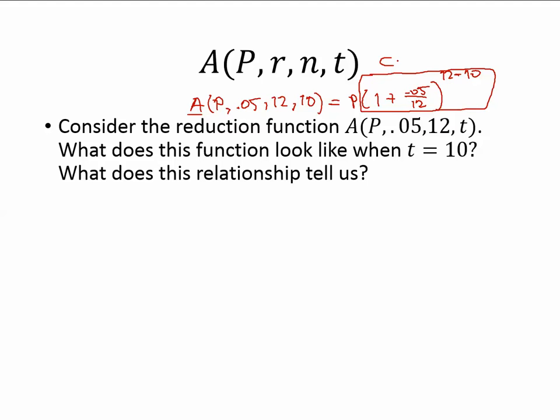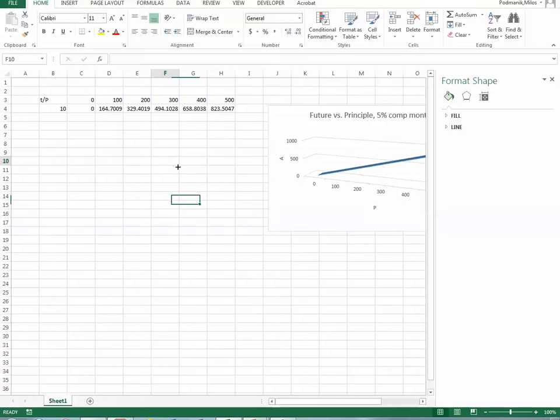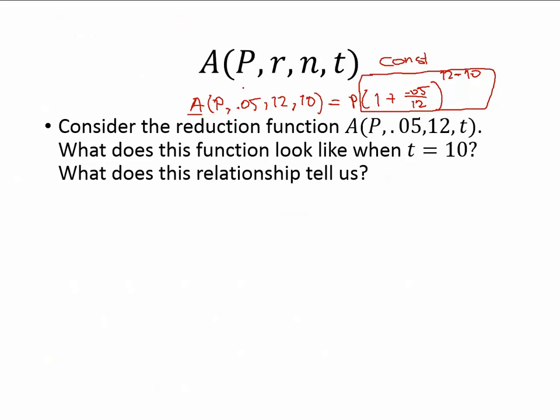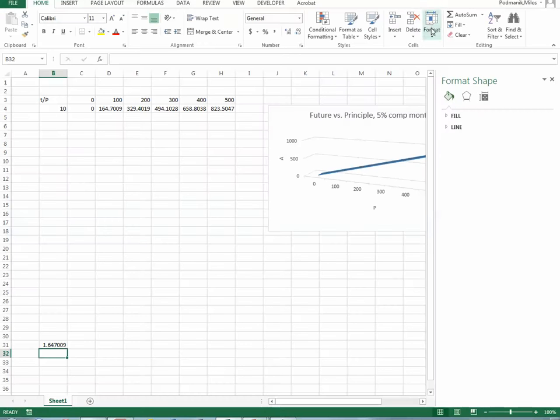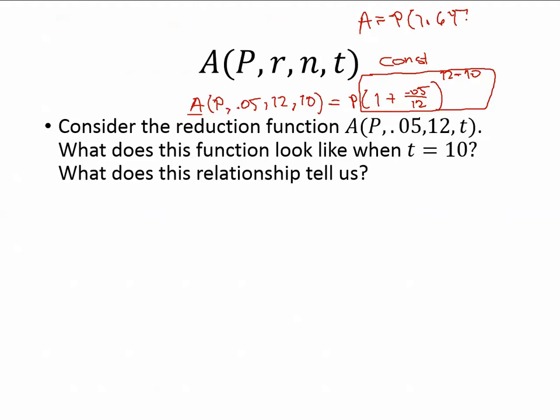So this right here is a constant, and if I evaluate that, I'll come over here to my spreadsheet, and off to the side, I'll just type in 1 plus 0.05 divided by 12, to the 12 times 10 power. And what I get is 1.647. So this equation here actually reduces to A equals P times 1.647, which is the same thing as writing A equals 1.647P. And that's a linear function with a y-intercept of 0.